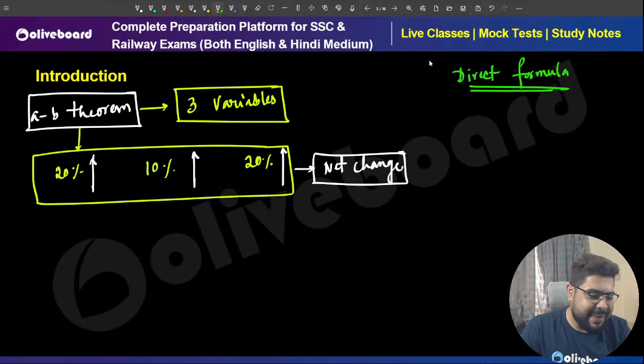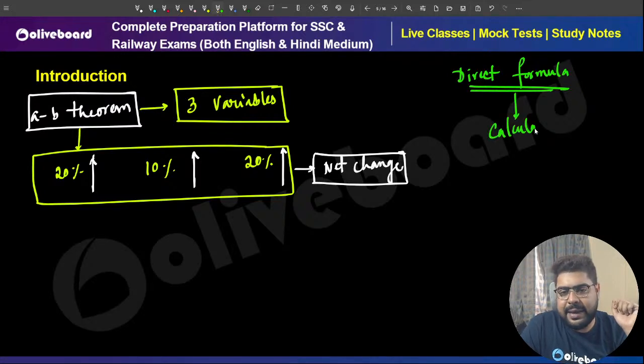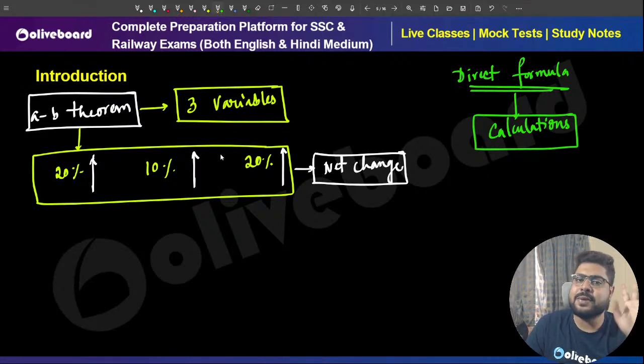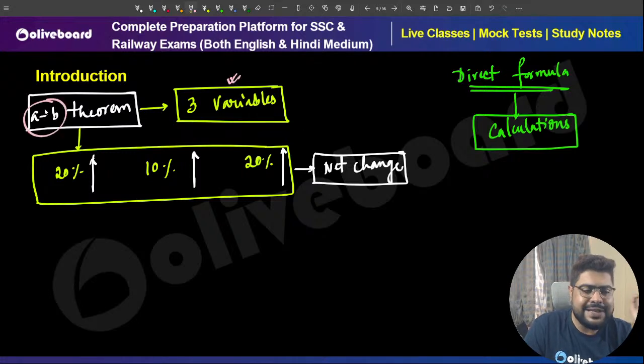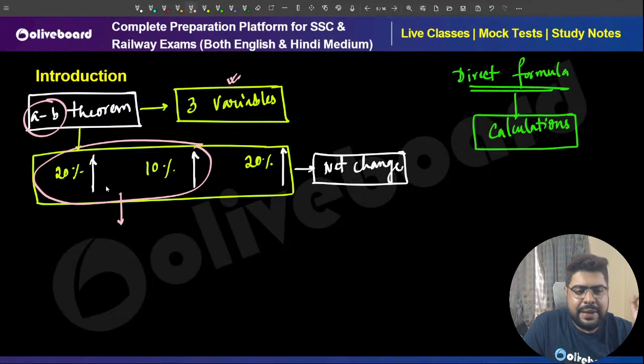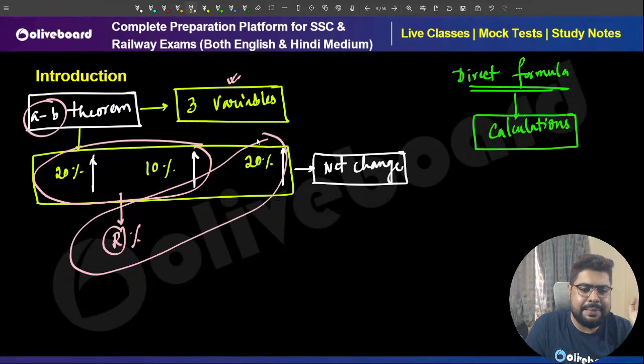Now, coming back to this direct formula stuff, brother. You see, direct formula, what I say, the calculation sometimes becomes very, very difficult if you take 3 variables at once. What is better? Better is, sir, if you have 3 variables and if you want to still use AB theorem, take 2 at a time. So you apply AB theorem on the first 2 variables, you get some resultant, say R%. Then you apply again another AB theorem on this R and the remaining 20%.